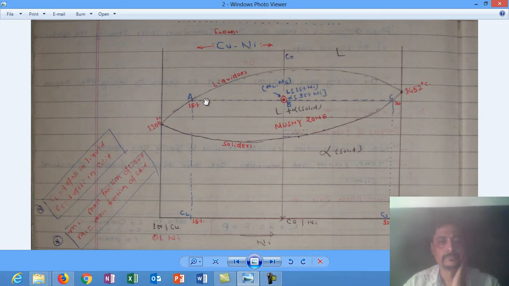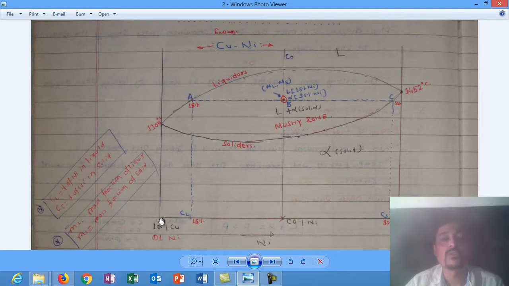In this phase diagram, first of all I am explaining it in brief. This is the horizontal axis, and there are 2 vertical axes. In this horizontal axis, at this point there will be 100% of copper and 0% of nickel. This is the beginning point. At this point copper will be 100% and nickel will be 0%.